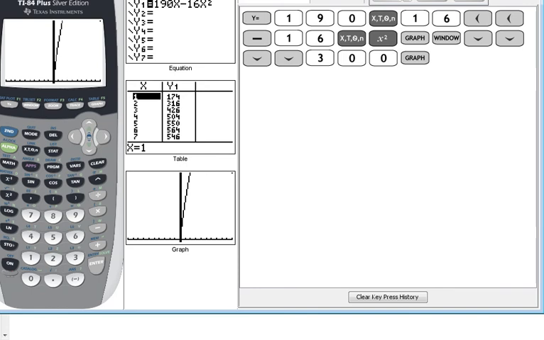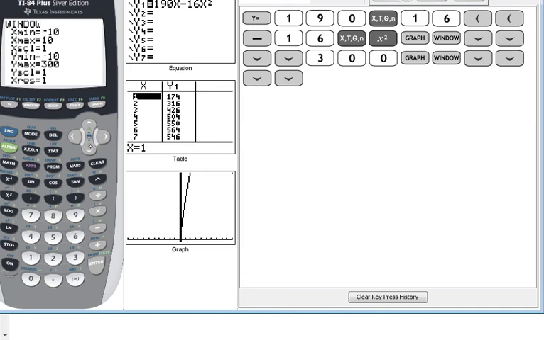Let's try maybe 600. Window. We're going to the y maximum. This time let's try 600. And let's see what shows up.